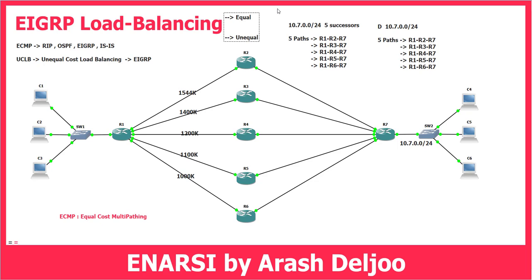You know that equal load balancing is supported in every IGP routing protocol. But unequal cost load balancing is a feature that is available only on EIGRP. And now we can inform about one of the other benefits of EIGRP over other IGPs. This benefit is supporting unequal cost load balancing.